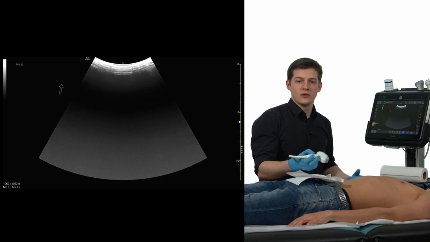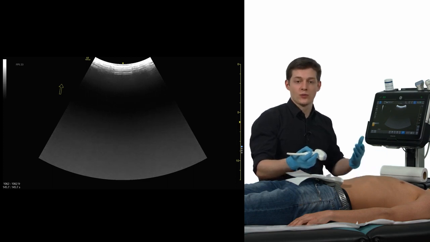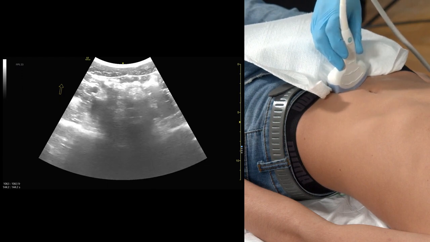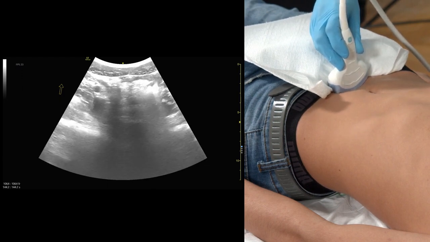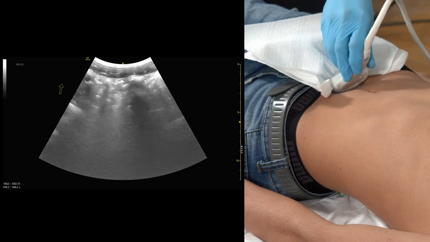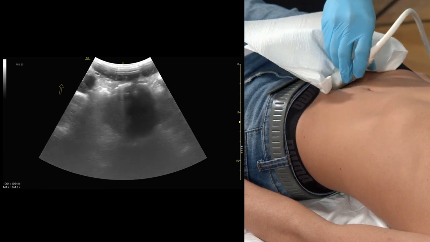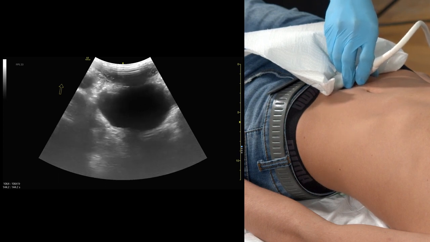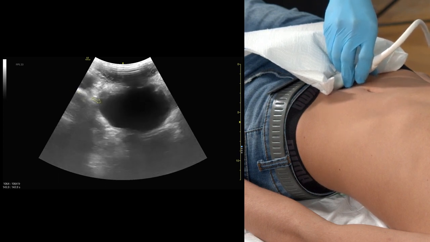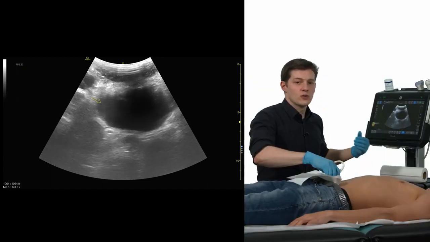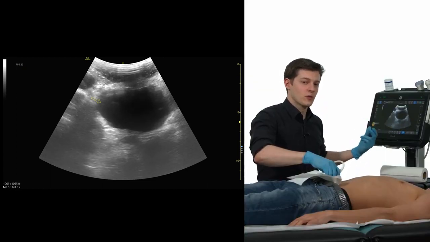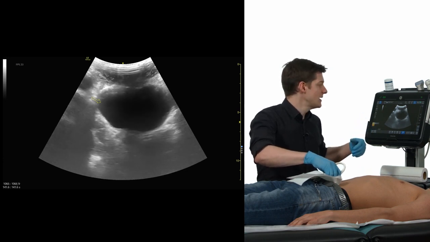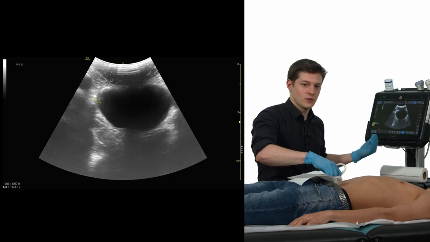To scan the urinary bladder and the Douglas or Bruce cavity, we have to place the transducer in the lower abdomen. Marker is pointing towards the right side of the patient, and we tilt the transducer caudally until we see an entirely echo-free space. That's the bladder over here. Normally, you should evaluate the bladder when it is really full, so it should contain approximately 300 to 500 milliliters. In this case, it is not entirely full.